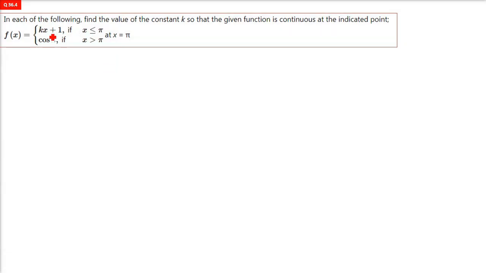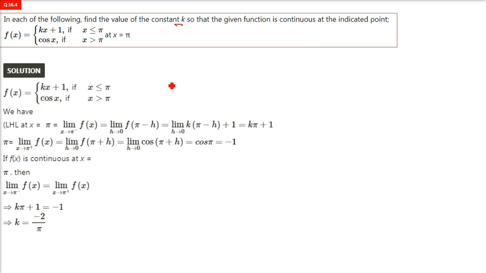In each of the following, find the value of the constant k so that the given function is continuous at the indicated point. So the same thing we have to do here: left hand limit, right hand limit, and then equate them to find the value of k, right? So this is LHL and RHL, and this has to be computed at x equals pi. The point of continuity check is x equals pi.